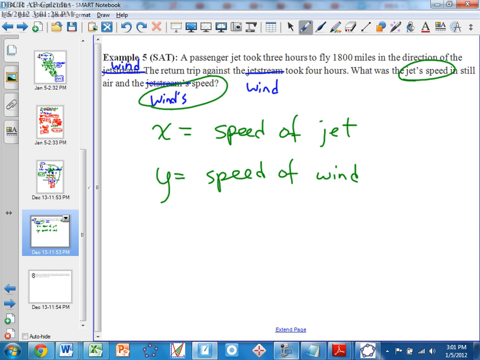Okay, so we've written our let statements. That's the most important part of these problems. If you can't do that, you can't even start this problem. There's no way to do this unless you actually start writing your equations out. Now, at this point, I'm going to draw a little image, just so you can see what I'm thinking about. I'll try and draw a plane. It says it took 3 hours to fly 1,800 miles in the direction of the wind.